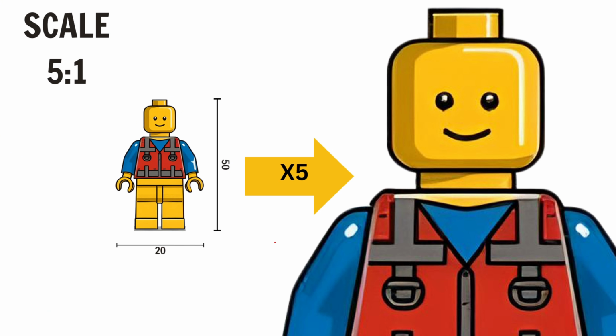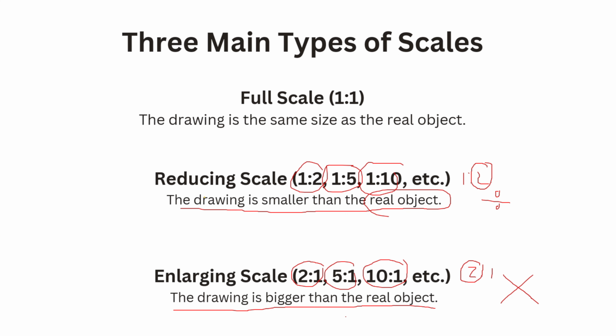And basically, when we take it to a scale of 5 to 1, we're going to say 50 times 5, and we will get 250 from the head to the toes. And when we take 20 times 5, we're going to get 100 in width. Can you see how we implement the scale? So you can see where we're going with this. Always check on your drawing page if there's a scale indicated where you need to apply a scale to a specific drawing. Either going to be a reducing scale, 1 to something, or an enlarging scale, something to 1.